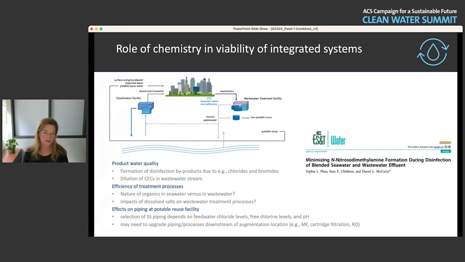And for sure, we also need to consider piping at potable reuse facilities. Maybe the selection of stainless steel or other piping needs to be reconsidered if we're blending these streams. And I think that's it. Thank you.